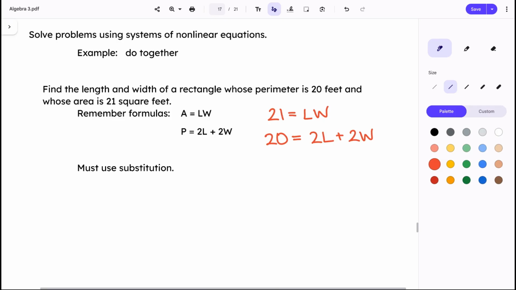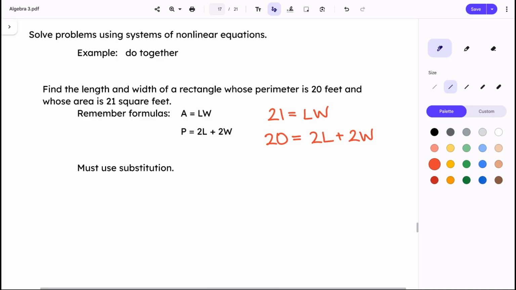And now I want to solve for the L and the W because I'm trying to figure out what my possible dimensions could be here. But again, because these are nonlinear systems, we could have more than one answer. There could be more than one way to create a rectangle that has the same perimeter and area as this.